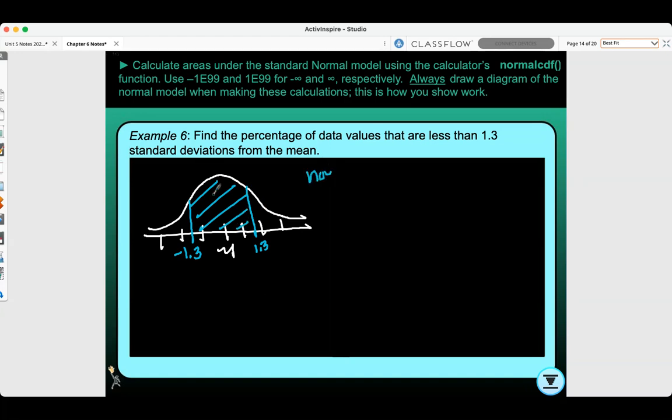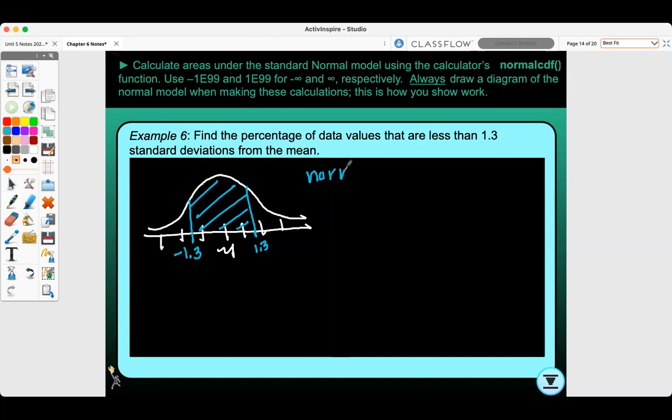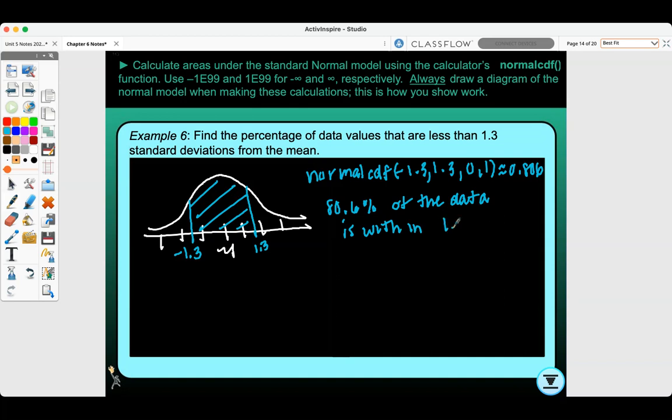So this would be normal CDF of negative 1.3 to 1.3, 0, and then 1, and we get about 0.806. So 80.6% of the data is within 1.3 standard deviations of the mean.